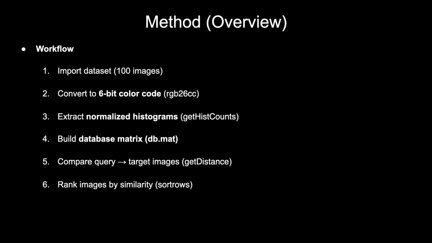Coming to the method workflow overview. These are the main steps included in the workflow. First, we import a dataset of 100 images and convert them to 6-bit color coding, extract normalized histograms, and then build a db.mat, compare the query to target images and then rank them.